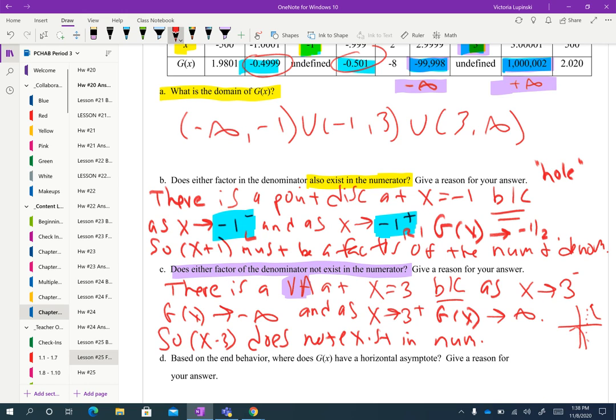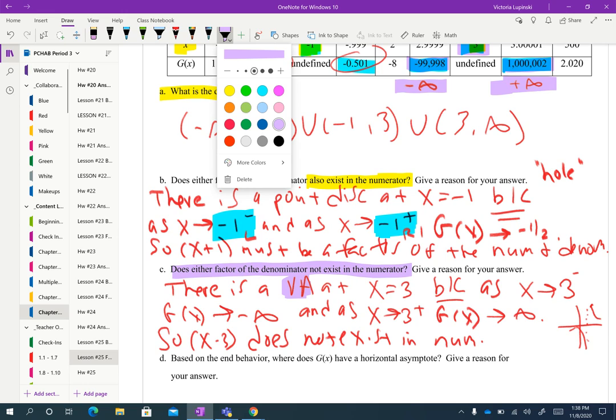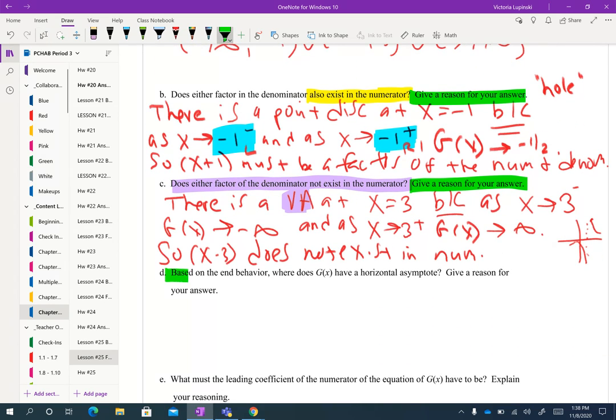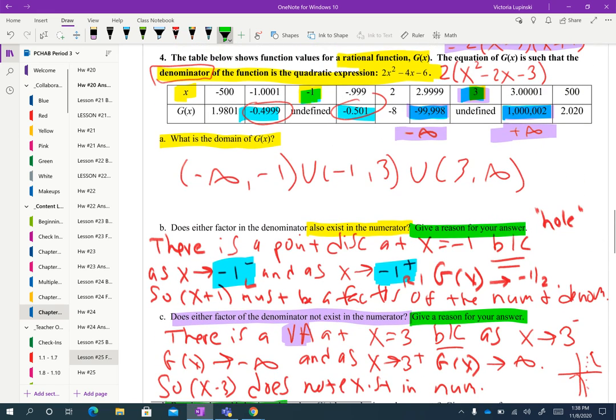And again, I can't stress this enough. Not only are you trying to tell me where it's happening, but most importantly, you're trying to tell me what is the reason. So be sure to give a reason. Then, based on the end behavior, does it have a horizontal asymptote, and give a reason. So remember, end behavior means you're going to look at the ends. So taking a look at the ends here, you're going to be looking specifically at the y values.